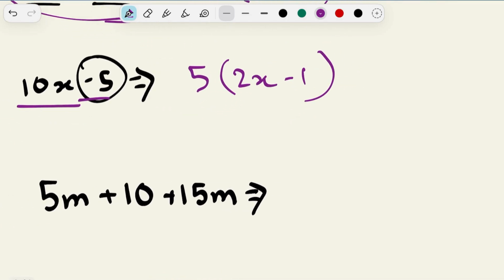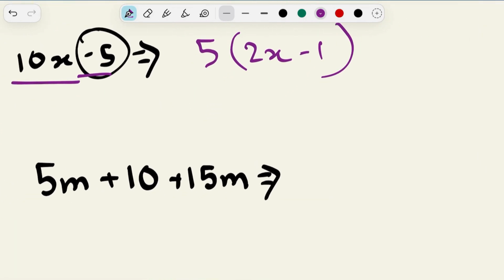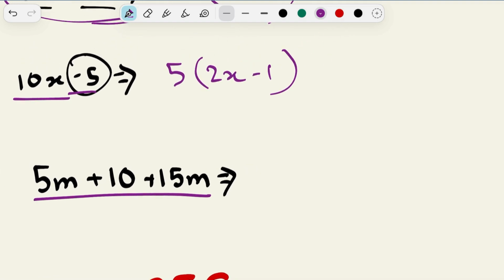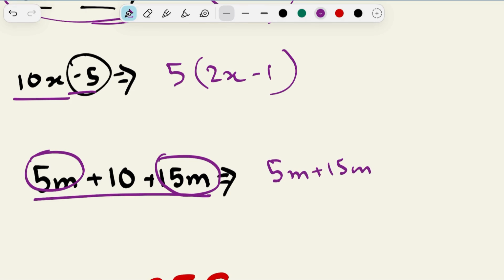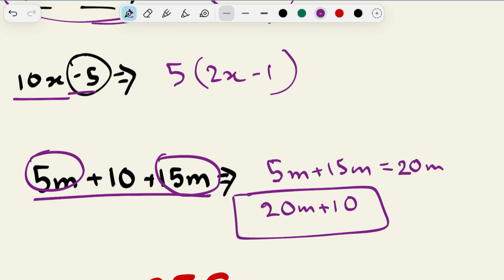Now let's look at 5m plus 10 plus 15m, and we need to factorize this. Before we start, it's really important we look for whether we can simplify this before we start. So since we've got like terms, which is 15m and 5m, we can add them up because that's what it's asking us to do. So 5m plus 15m is equal to 20m, and we've got 10. So this becomes 20m plus 10 when we simplify this. Now, this is our actual expression that we're trying to get, okay?